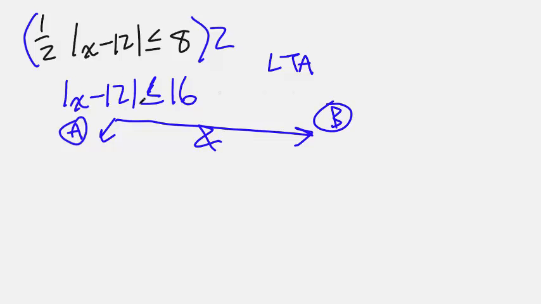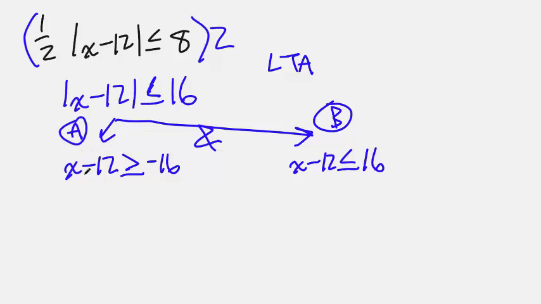For part A, remember we're just going to take away the absolute value bars and then change the direction of the sign. So instead of a less than or equal to, now it's a greater than or equal to, change the sign. For part B, it's much easier. We're just going to drop the absolute value bars. So we have x minus 12 is less than or equal to 16.